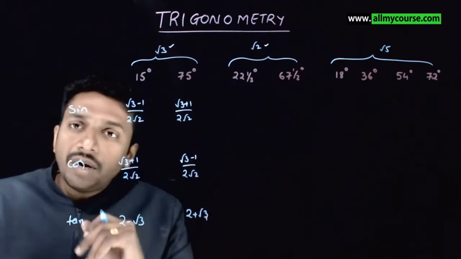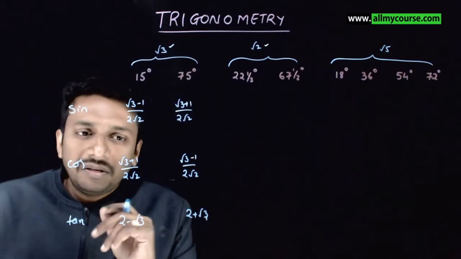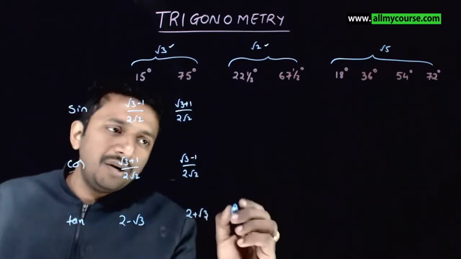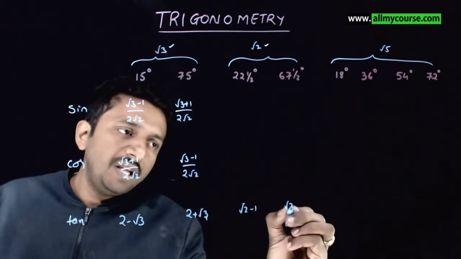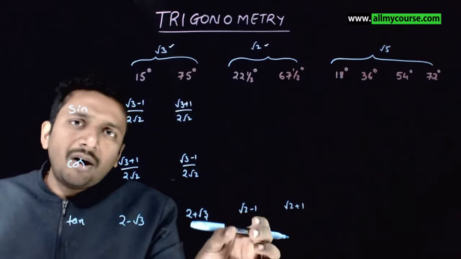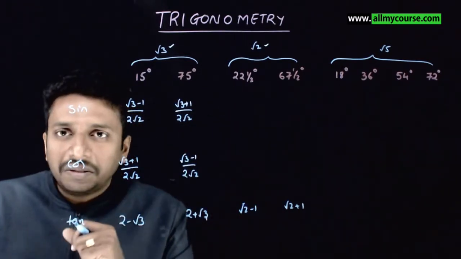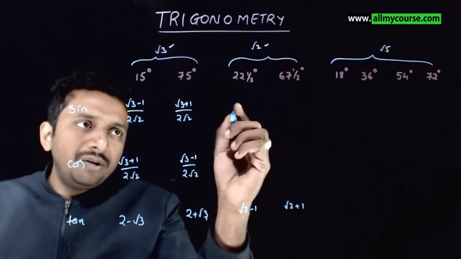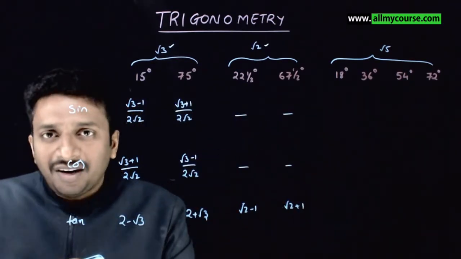Now if you come to 22 and a half degrees, you don't need to remember sine and cos for this. You just need to remember tan. Tan 22 and a half will be root 2 minus 1. Tan 67 and a half will be equal to root 2 plus 1. So if you remember these two, you can automatically calculate the values of sine and cos by using the triangle method. So you don't need to remember these. You can derive them on demand.